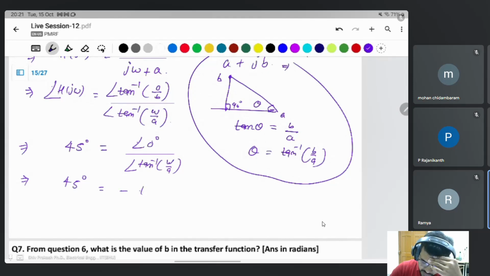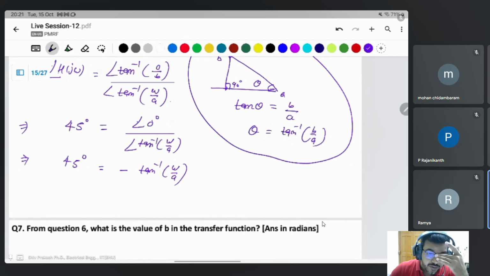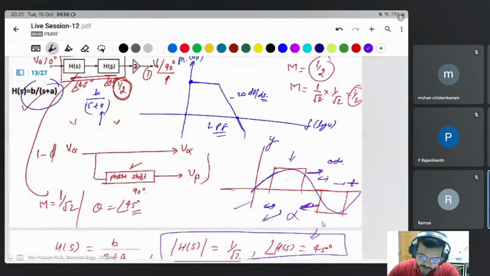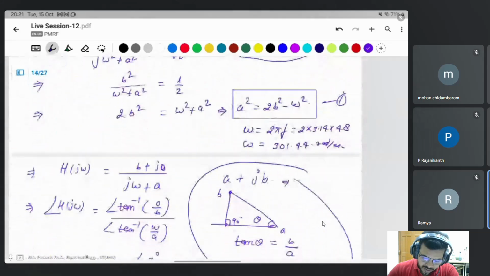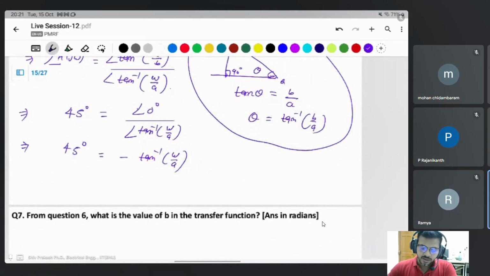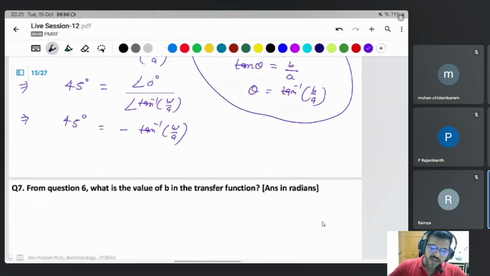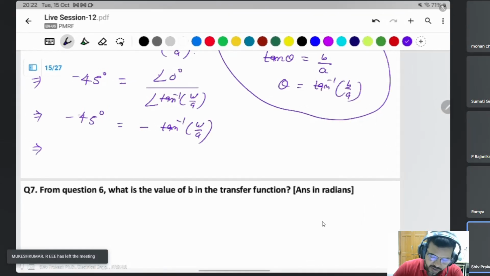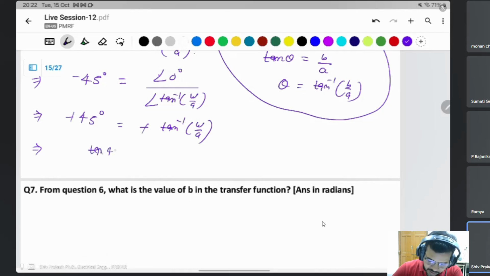Subtracted 0 minus this one, it will be negative. In the question you need the 90 degree phase shift. Minus 45, it will be the same one. You can take a negative also, minus negative 90 degree, then it will also cancel out, and tan 45 degree is equal to omega by a, and this will be 1. Omega is equal to a. Then a is equal to omega, which is 301.44.